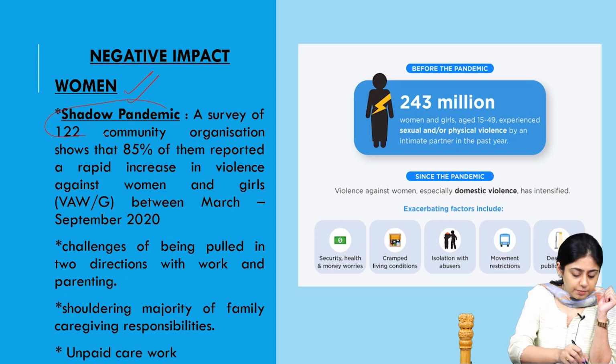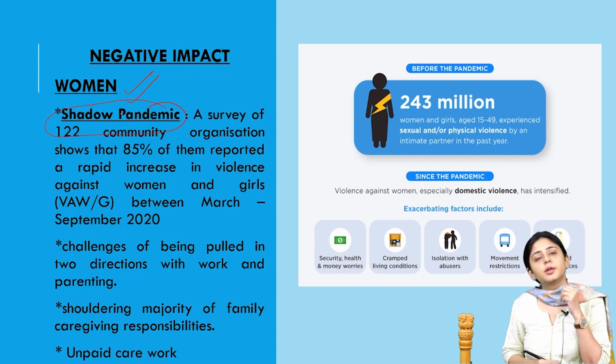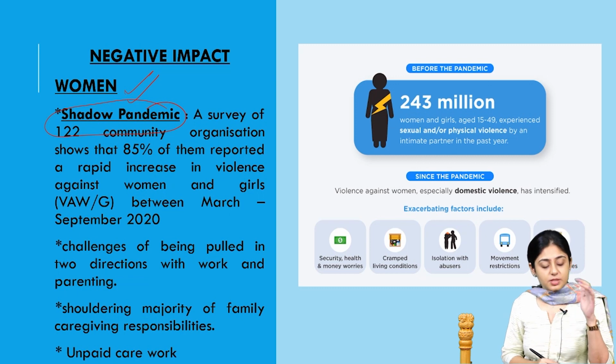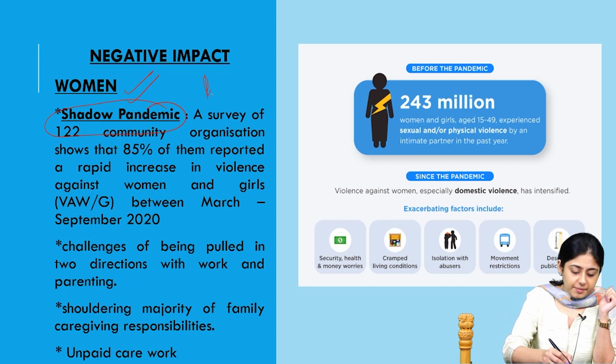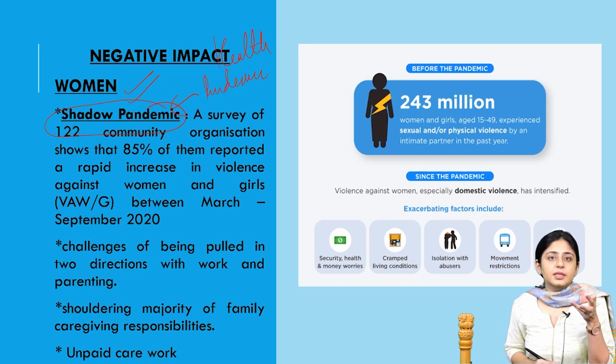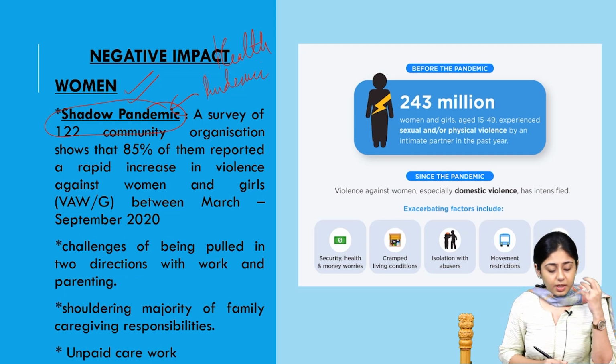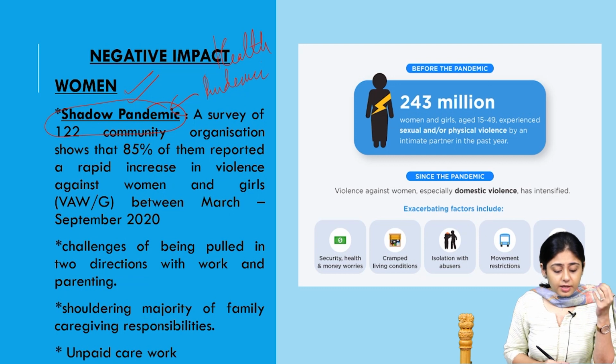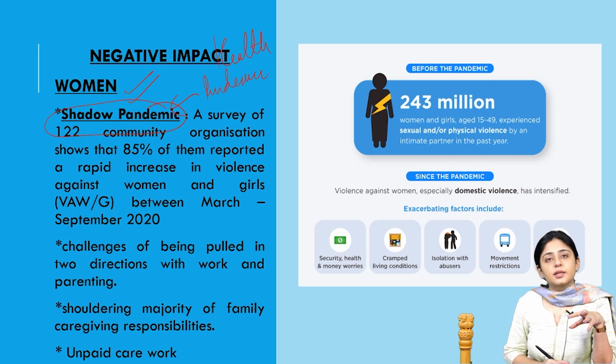So one of the most important points which has been in the news over the past 2 years was, apart from the pandemic, which was a health pandemic, there was one more shadow pandemic, which was domestic violence, right? So in India, there was a survey. It showed that there was an 85% increase in violence against women and girls during the COVID period, right? So this was termed as shadow pandemic.